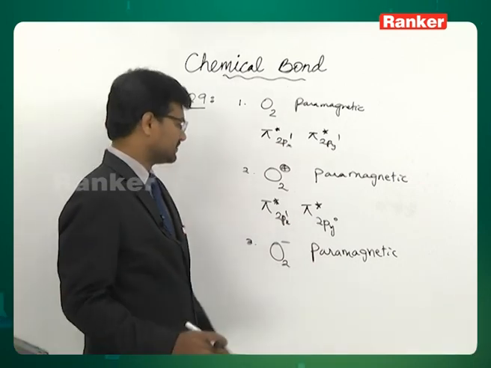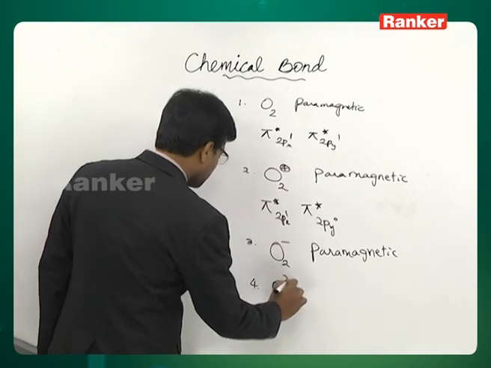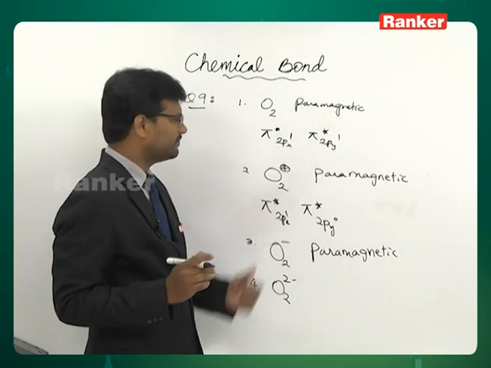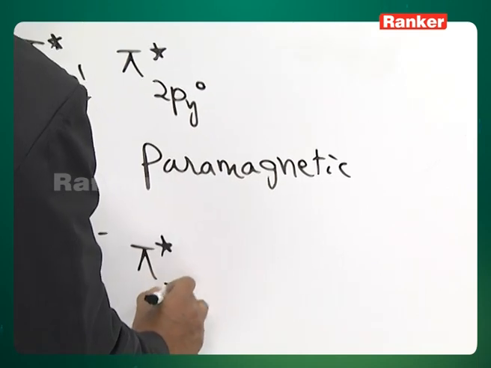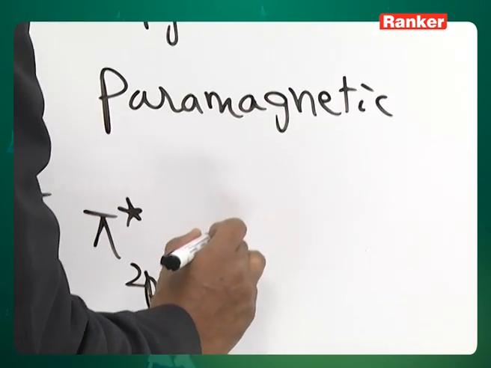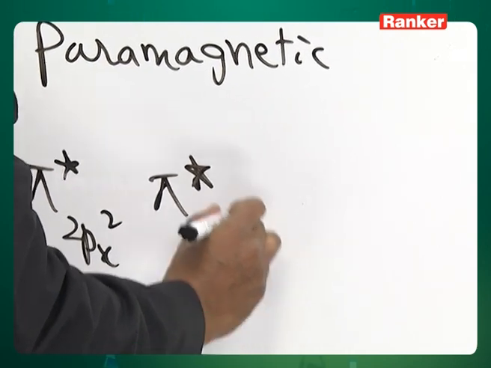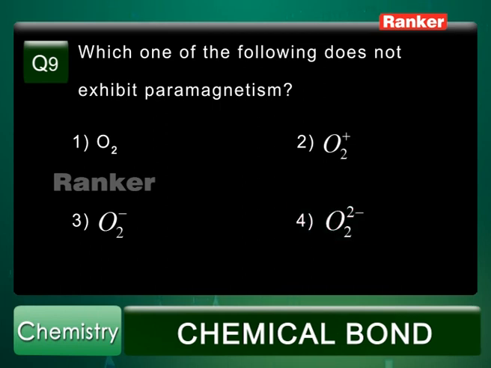Then O2 2 minus. In O2 2 minus, you have two extra electrons when compared to this. Both these electrons will get paired up. So it is pi star 2px 2, pi star 2py 2. So it is diamagnetic. So the correct answer is the fourth option, O2 2 minus. Peroxide is diamagnetic.